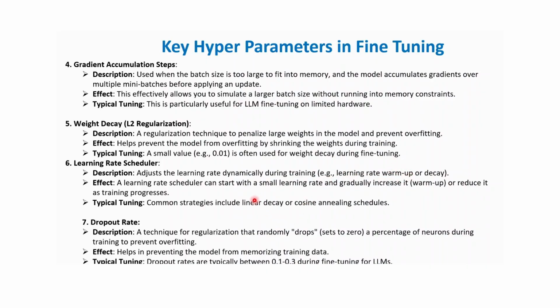So we will keep changing this through the learning rate scheduler. Dropout is again a regularization parameter. Certain neurons are dropped to prevent overfitting. So we drop out certain neurons to zero so that the overfitting is prevented. This is again a regularization technique.